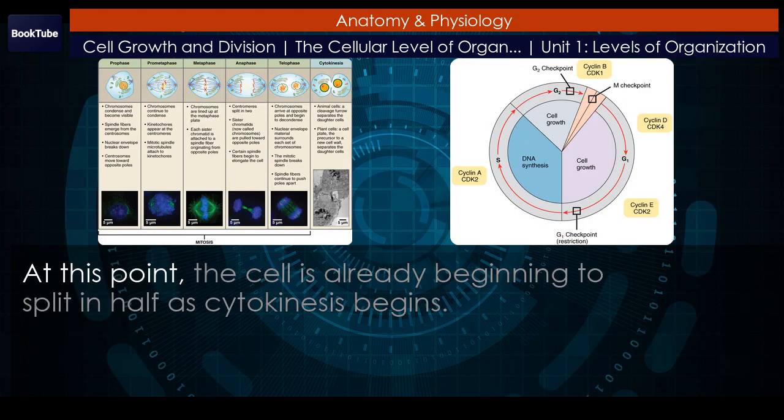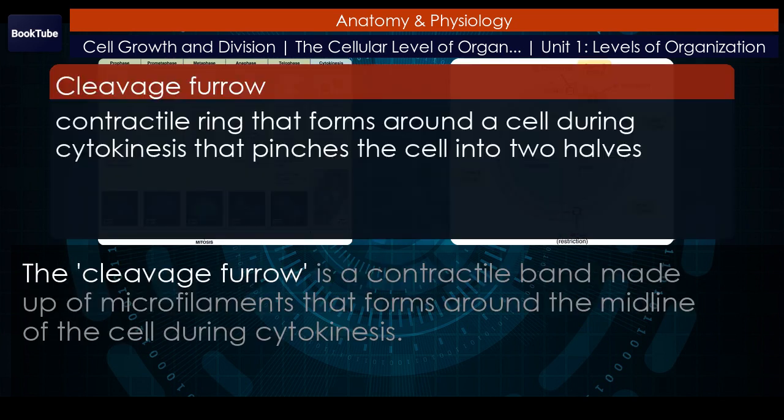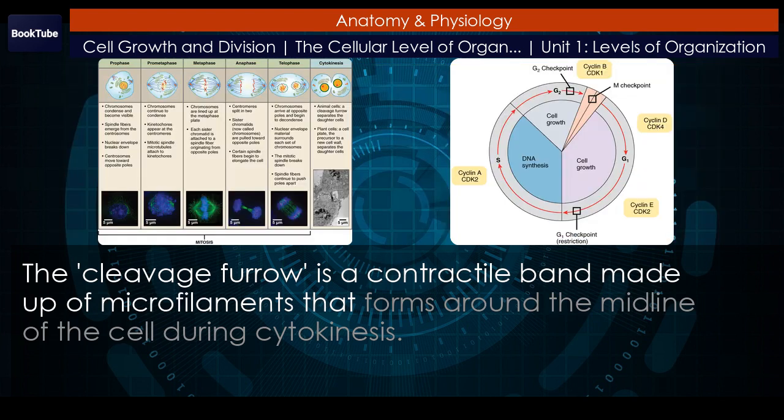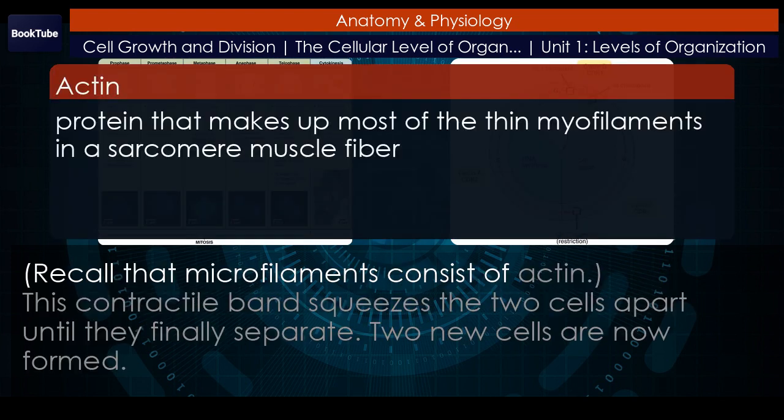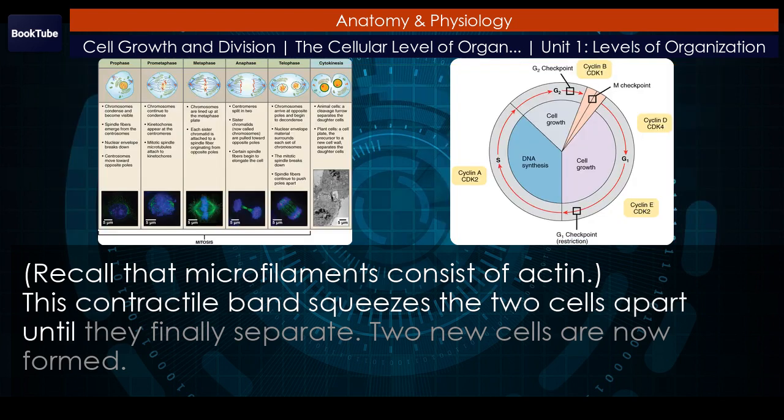At this point, the cell is already beginning to split in half as cytokinesis begins. The cleavage furrow is a contractile band made up of microfilaments that forms around the midline of the cell during cytokinesis. Recall that microfilaments consist of actin. This contractile band squeezes the two cells apart until they finally separate. Two new cells are now formed.